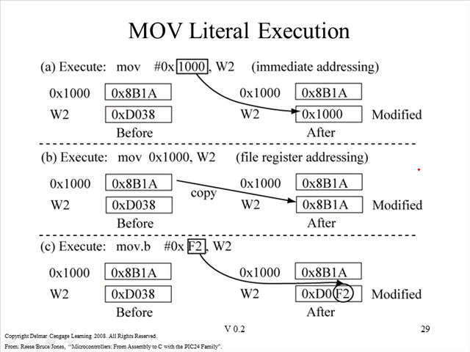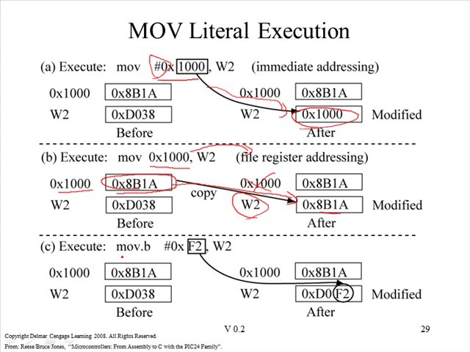Here's an example that illustrates the difference between immediate addressing and file register addressing. This instruction is going to use immediate addressing. Here's the pound in front of this constant, and this is going to say move the constant value, the literal value 1000 into W2. So after execution, W2 would contain the value 1000. Here this is saying move the contents of location 1000 to W2. This is file register addressing. In order to know what happens here, we have to look at the contents of location 1000. It contains an 8B1A, and this value is going to be copied into W2 by this instruction. Notice that W2 does not get the value 1000.